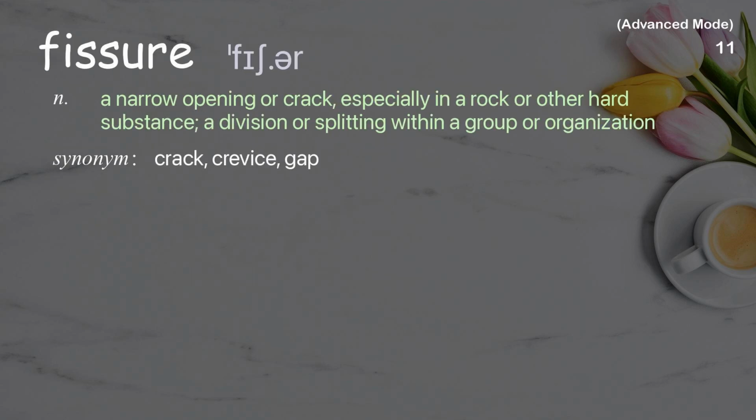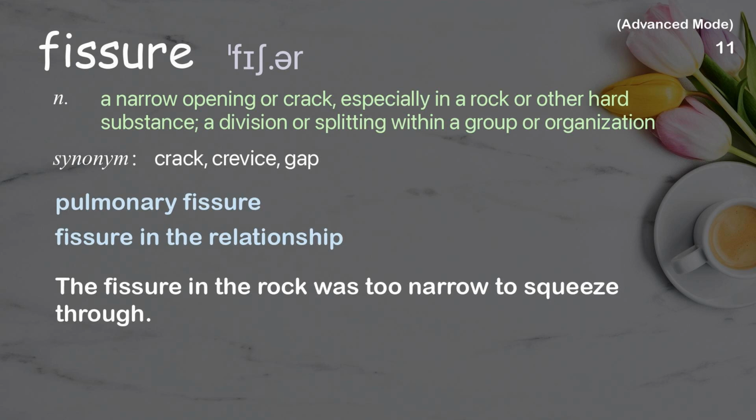Fissure. A narrow opening or crack, especially in a rock or other hard substance, a division or splitting within a group or organization. Examples: Pulmonary fissure, fissure in the relationship. The fissure in the rock was too narrow to squeeze through.